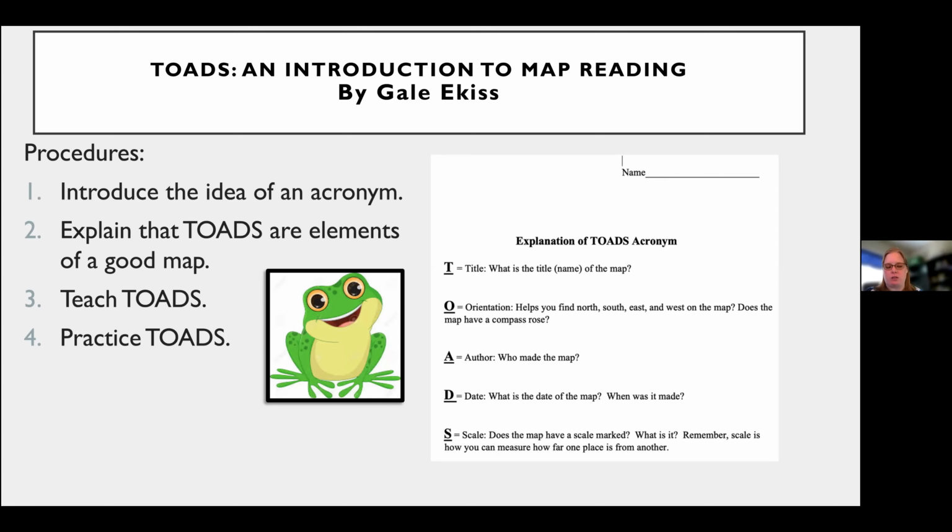To use it for the little kids, we've shortened the acronym that allows us to have them explore a map. I know I did say that geography is a lot more than maps, but if you start the kiddos out looking and exploring those maps, they can then take it even further and become spatially aware. So Toads is an introduction to map reading. It takes the acronym of Toads and explains the main parts of a map.